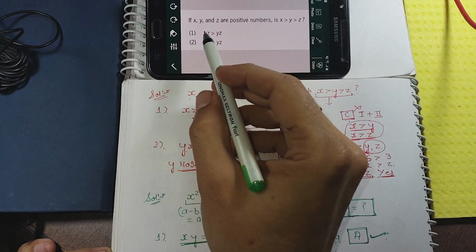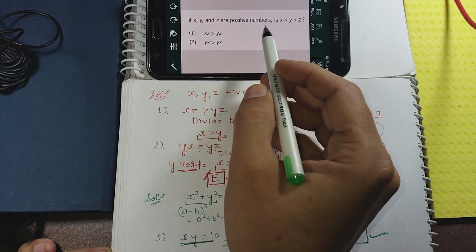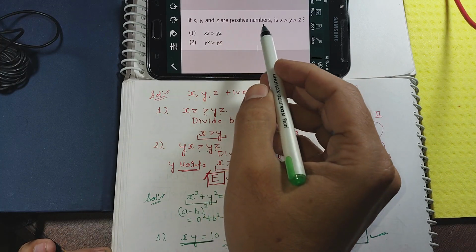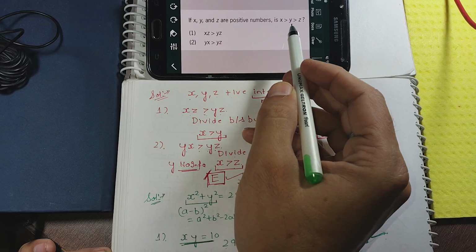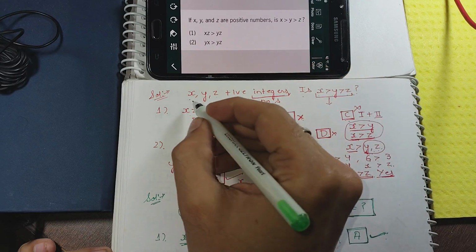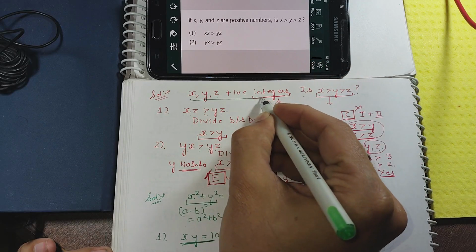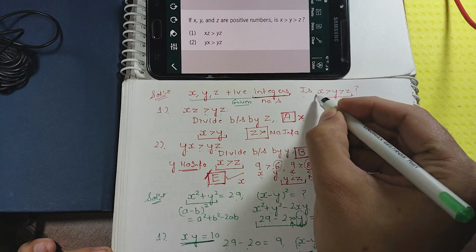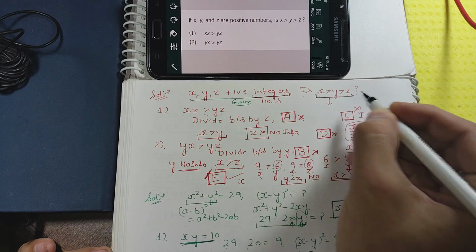If x, y and z are positive numbers, is x greater than y greater than z? So this is the question. x, y, z are positive integers, that has been given to us. We need to find whether x is greater than y greater than z.